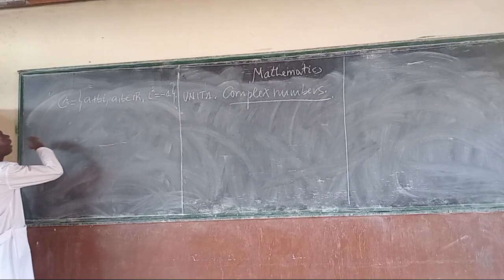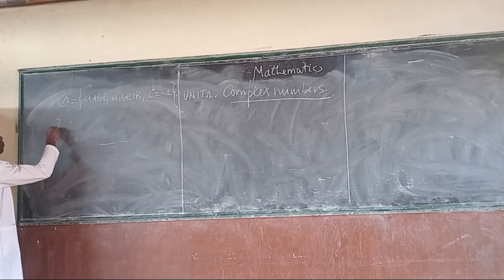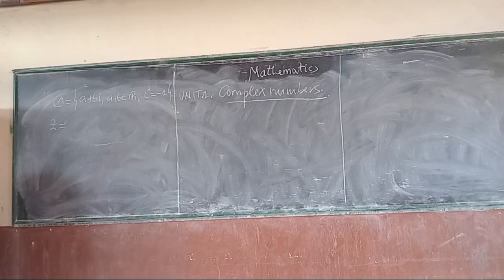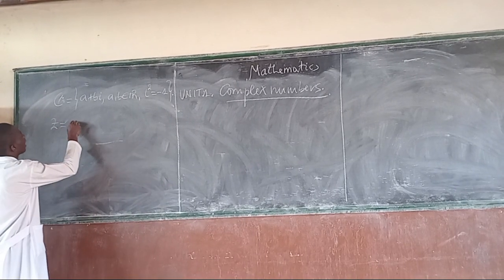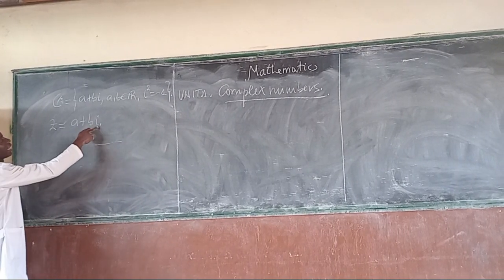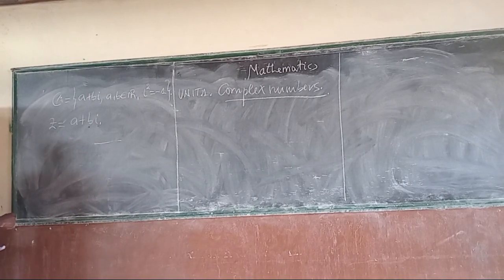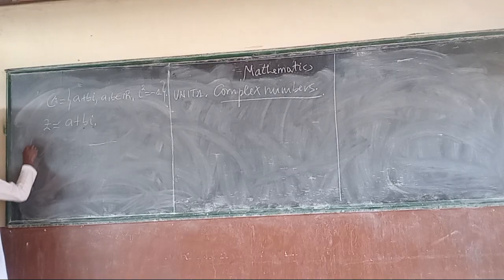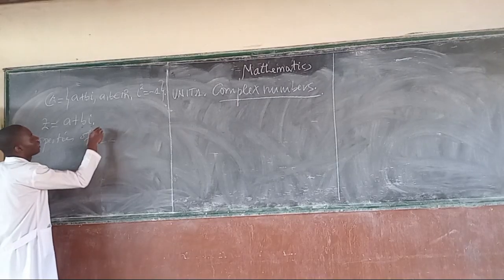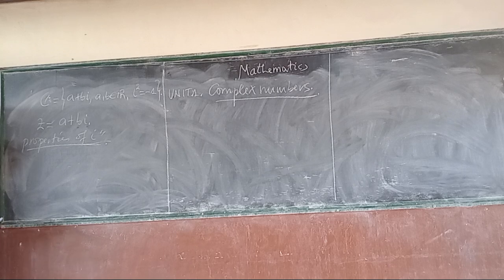Then we can also have different forms of a complex number z. In the algebraic form, this complex number z is written as a plus bi. And you know that you can write bi or ib, and so on. Also, you have to revise the properties of i.